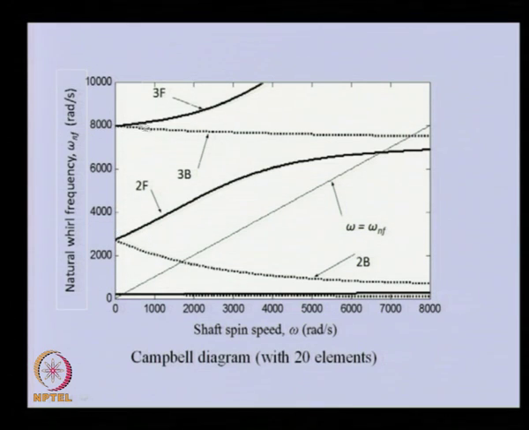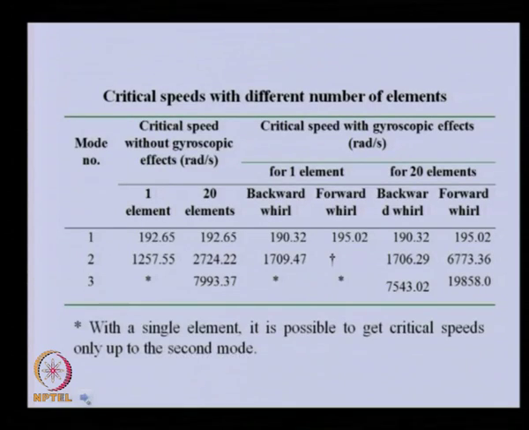So there the curves meet, but as we increase the speed, the splitting becomes more and more. So basically this is a Campbell diagram. Now let us try to summarize this. The critical speed without gyroscopic couple, that means when speed is 0.